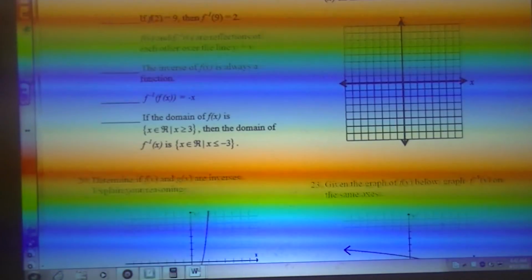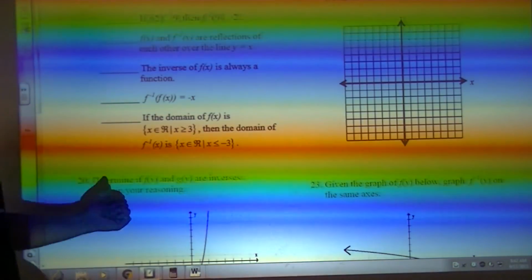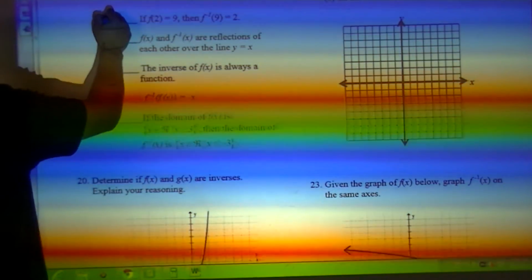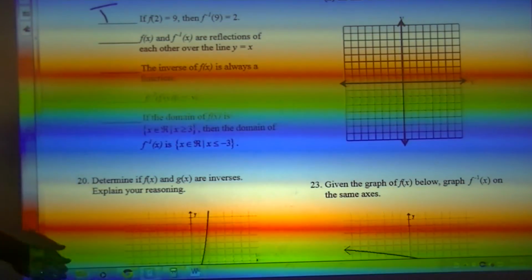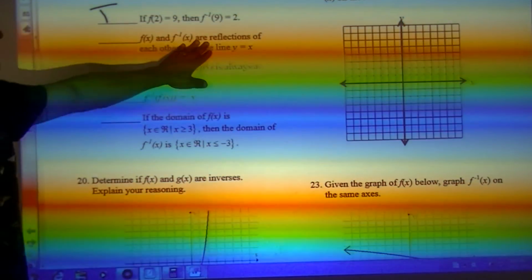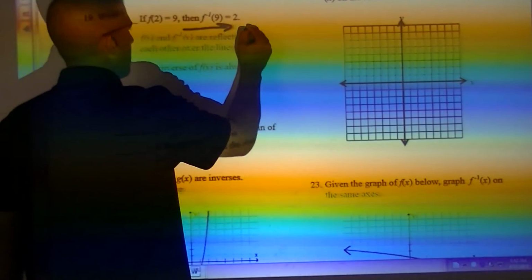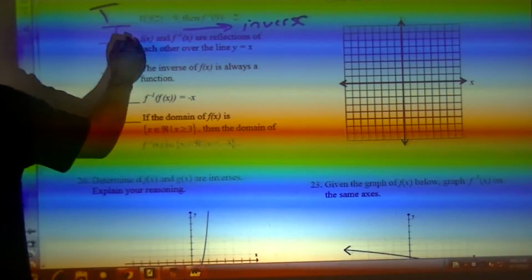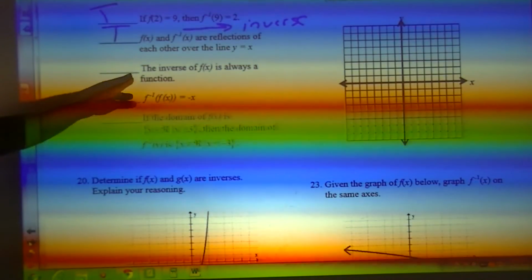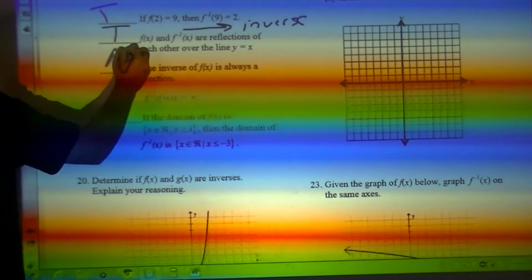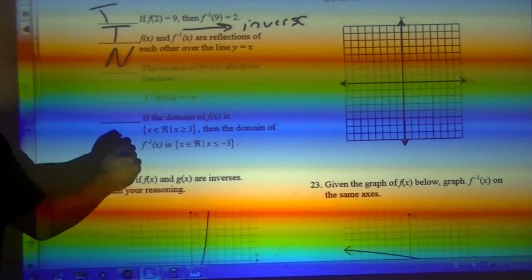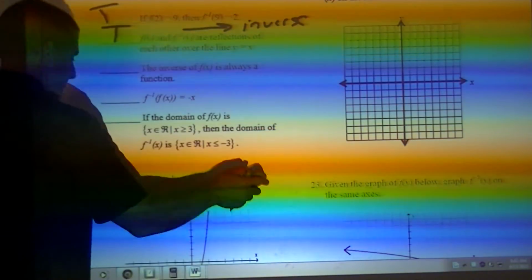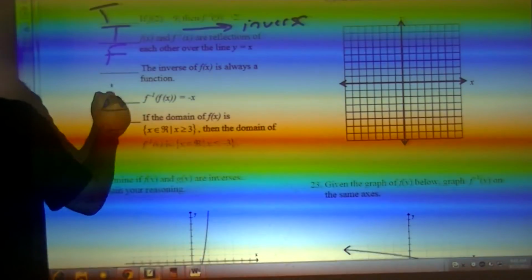Moving on. Write whether this is true. This first one's true. The x and y's flip. So yes, that's true. F and x are the inverse. This means inverse, by the way. This means inverse. Our reflections here. That's true. The inverse is always a function. That's not true. We just went over that. That's no. Well, let's not use no. Let's use false. False, false.